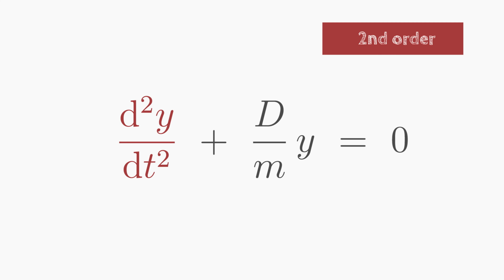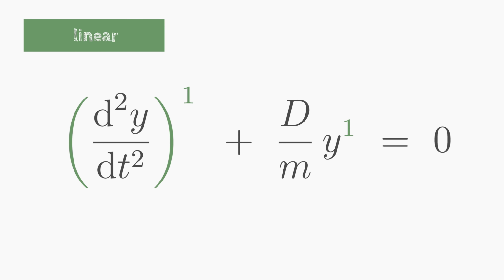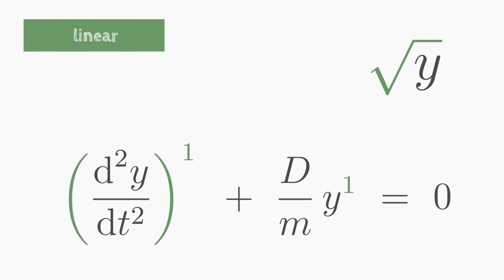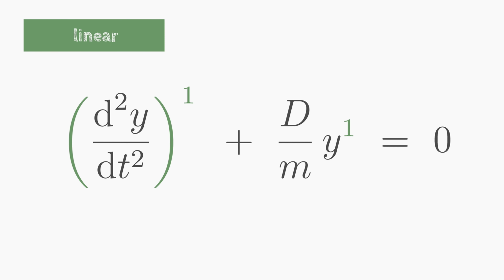Moreover, our equation for the oscillating mass is linear. Linear means that the searched function and its derivatives contain only powers of 1, and there occur no products of derivatives with the function, like y squared or y times the second derivative of y. There also occur no composed functions, like sine of y or square root of y. Note that the power of 2 in the second derivative in the Leibniz notation is not a power of the derivative but merely a notation that it is the second derivative.